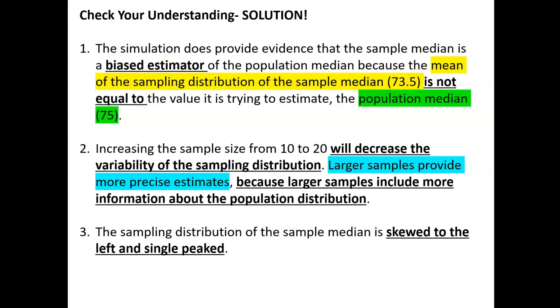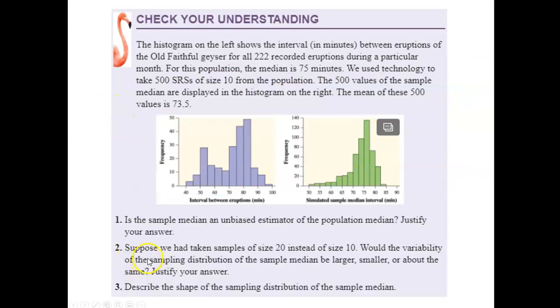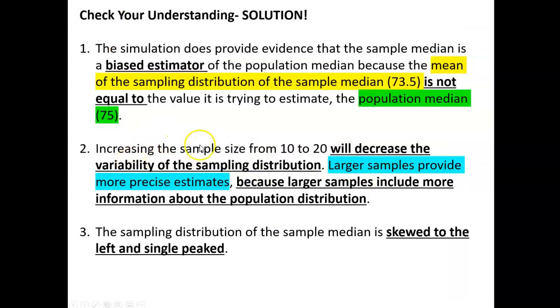Sometimes they write it as not unbiased estimator, but that means it's a biased estimator. So just watch your wording there. I know they're close, but they have to be the same. So part 2, suppose we had taken, so we increase our sample size. What would that do to the variability of the sampling distributions of the sample median? So if we increase the sample size, that will decrease the variability in the sampling distribution because larger samples provide more precise estimates. Hopefully you use the word precise and not accurate there. Because larger samples, and this is the reason why, include more information about the population. That's why they're more precise.